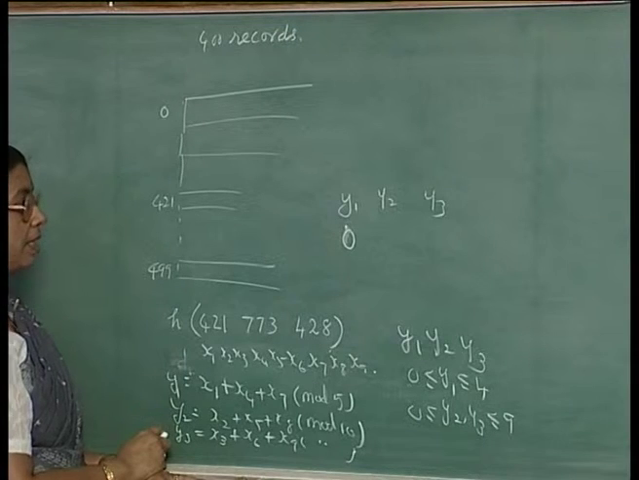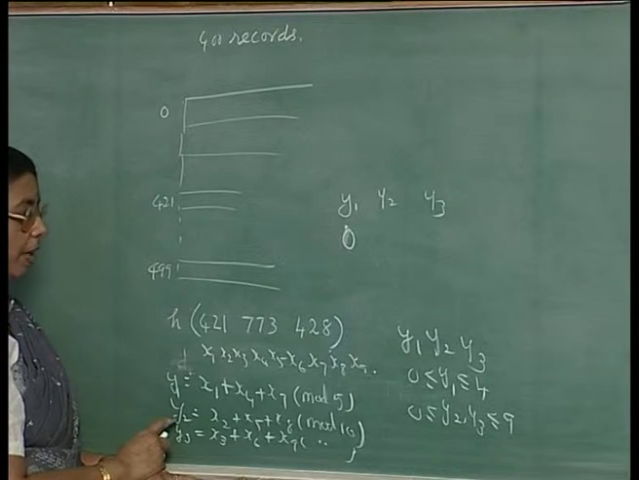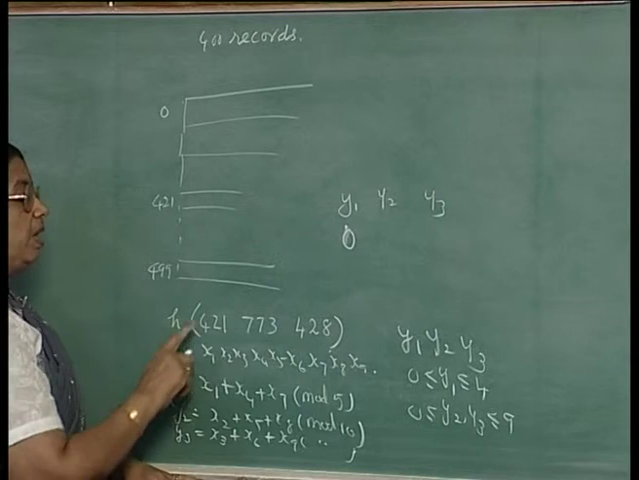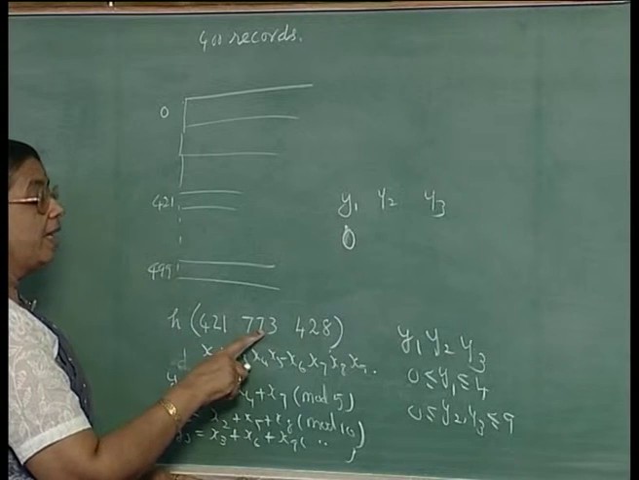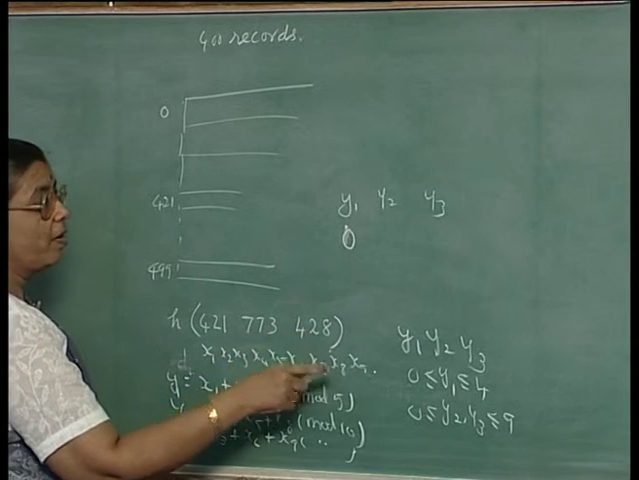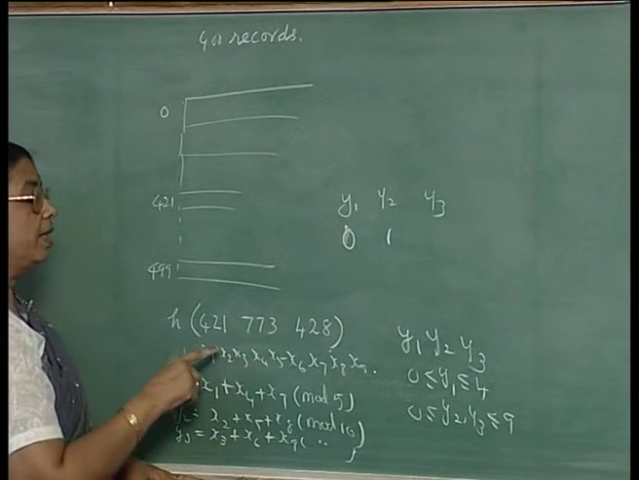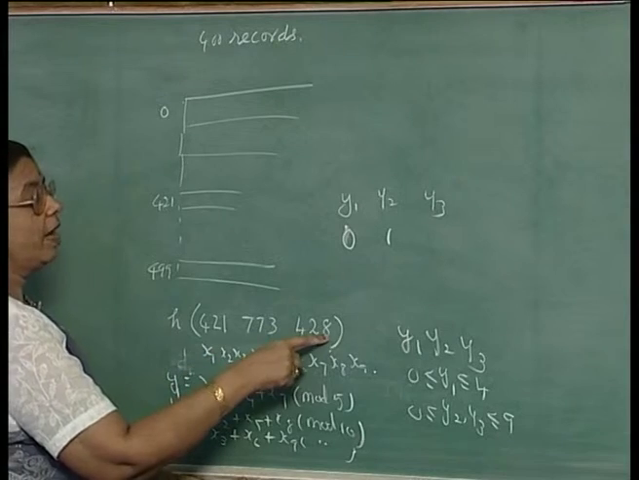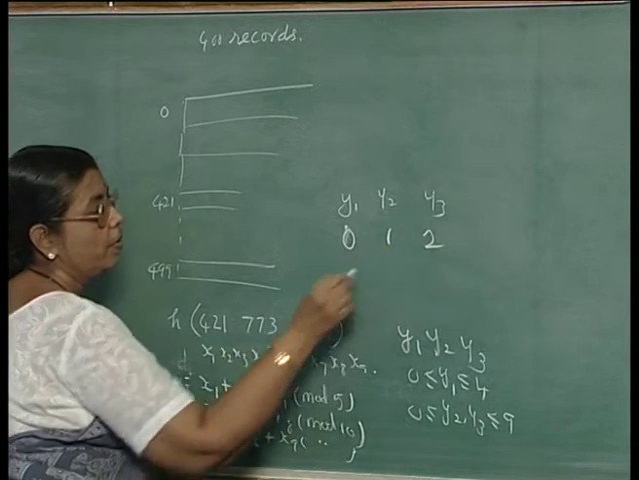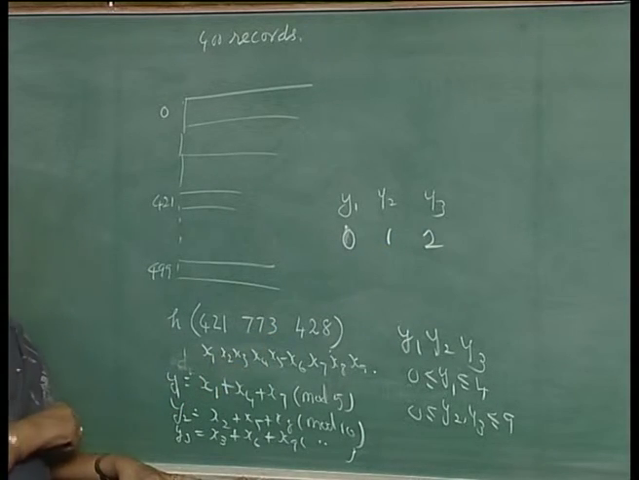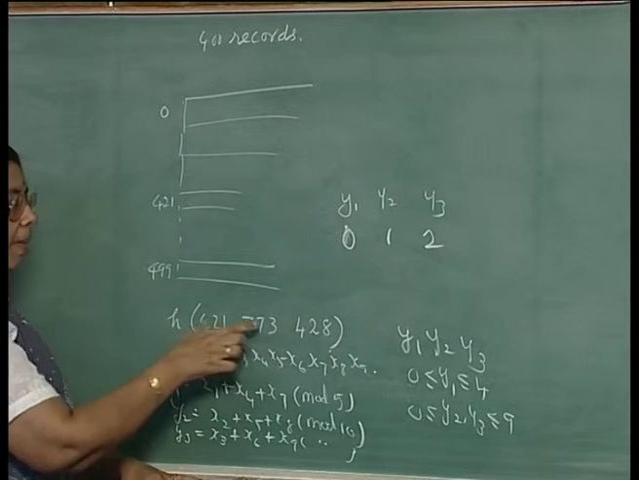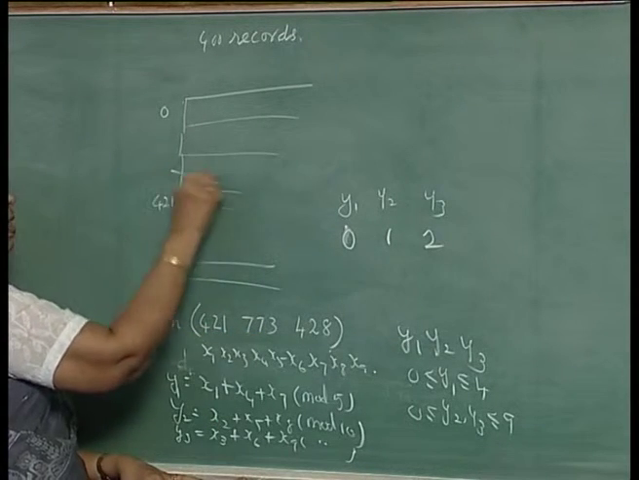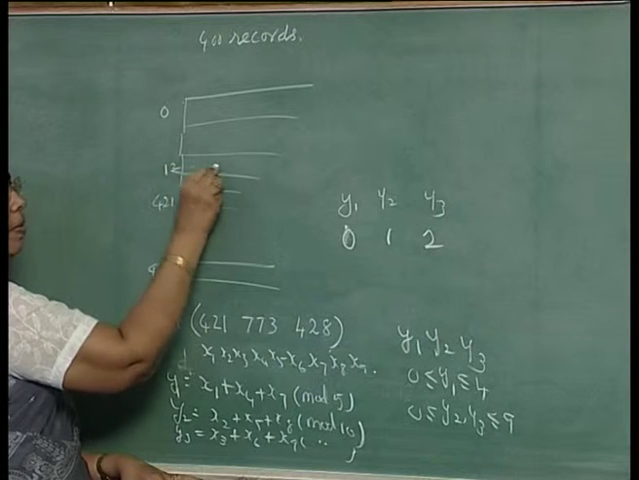Then the second number y2 will be 2 plus 7 is 9, 9 plus 2 is 11, 11 mod 10 is 1. Then the third number is 1 plus 3 is 4, 4 plus 8 is 12, 12 mod 10 is 2. So this will reduce to 0 1 2, and this record will be stored in the place corresponding to 12.